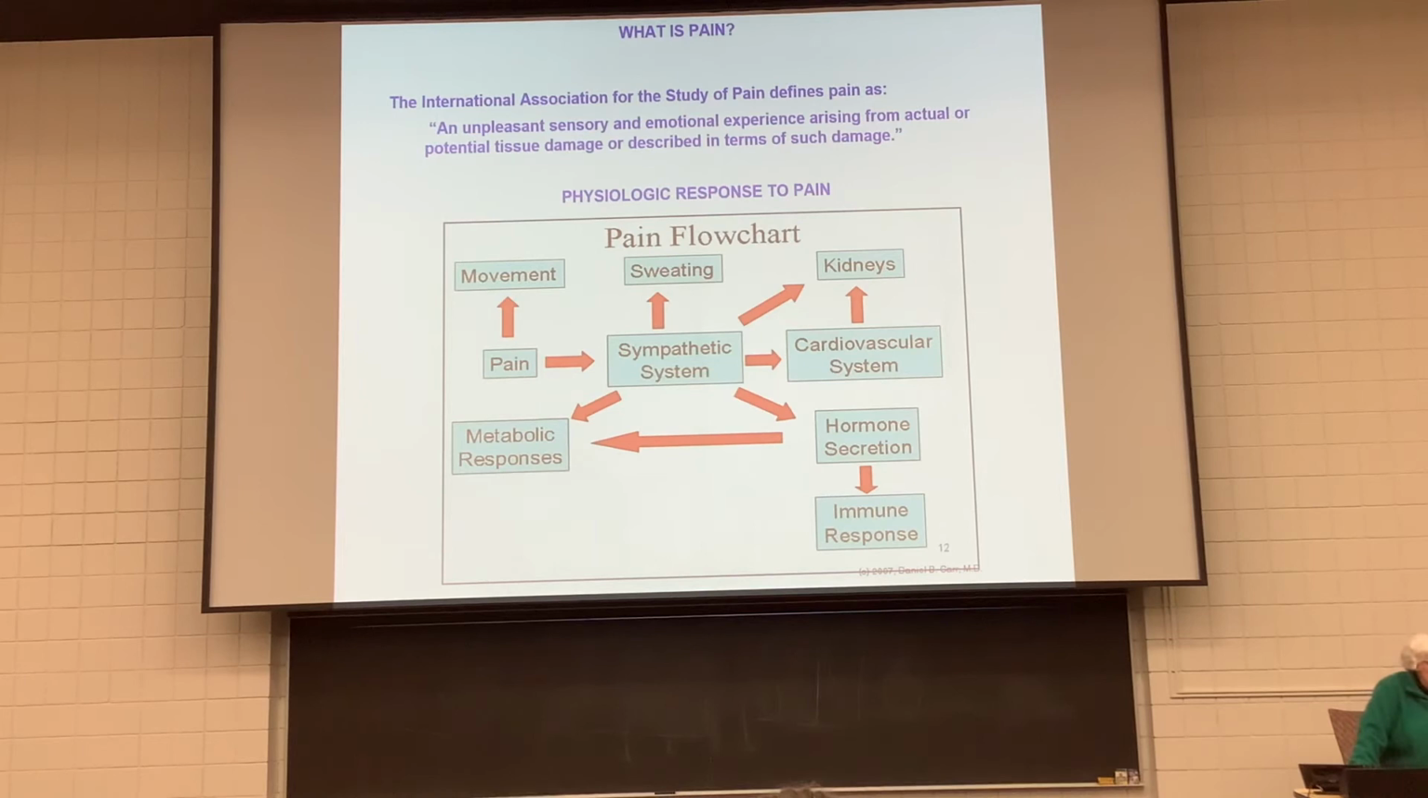You have secretion of hormones from the hypothalamus, which gives you a metabolic and an immune response. We talked a little bit about that immune response last time, with all those factors that get released in the area of the noxious input. So pain is a little more complex in terms of the response we have.